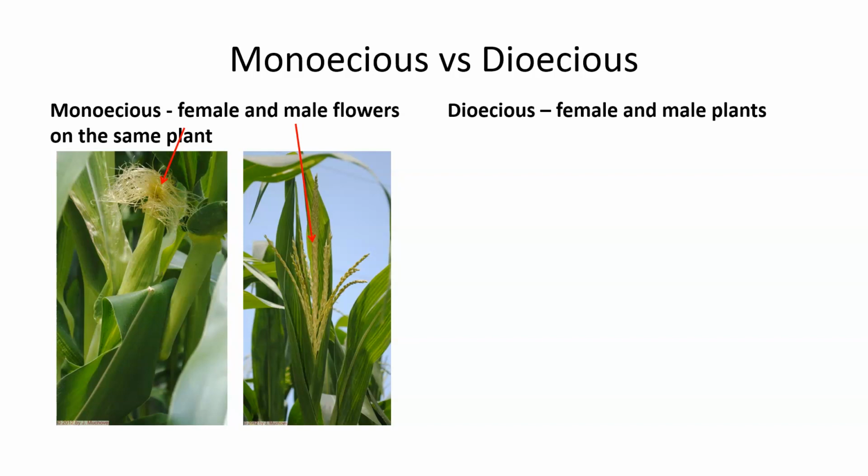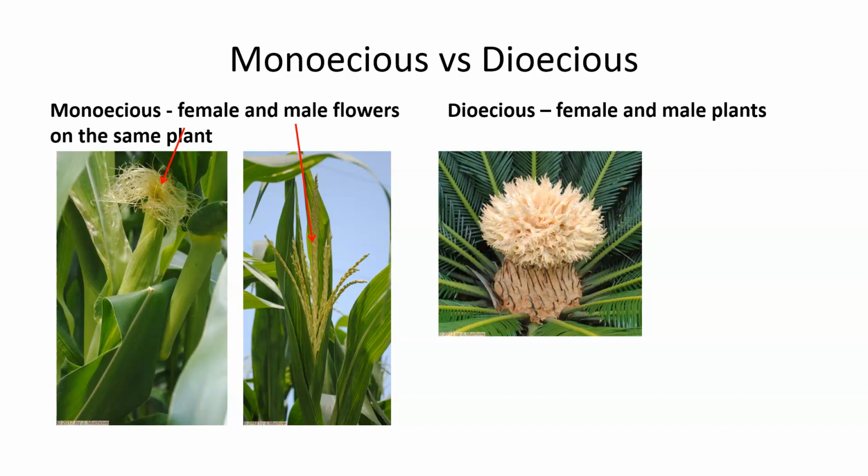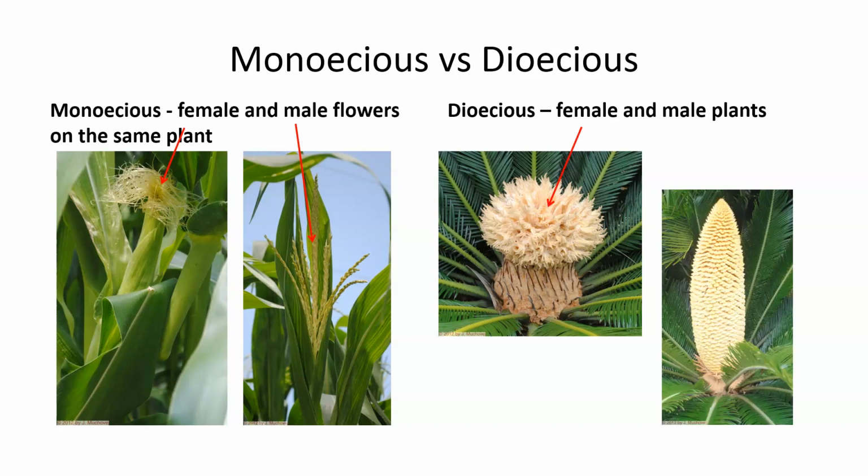Dioecious means that we've got male plants and female plants, and these are going to be a little bit different. This is a cycad, and this is the female part of the cycad. This is the part that is going to have ovules in it. And this is a cycad that's got the male flower, and the male flower is going to produce pollen. So when we look at these, we can see that they're very distinctive and they're very different. And again, these are dioecious because we've got male and female plants.